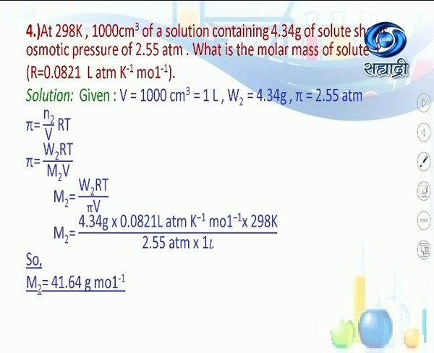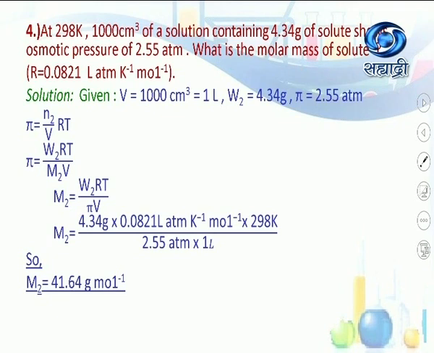V, which is 1 liter. So M2 is equal to, we substituted, units: liter and this liter will get cancelled. Atmosphere and atmosphere will get cancelled. Per degree and Kelvin, meaning per Kelvin and Kelvin will cancel. The units remaining are gram and per mole. So M2 is equal to, solve this and the answer comes. Answer is 41.65 gram per mole. Now what you have to find?